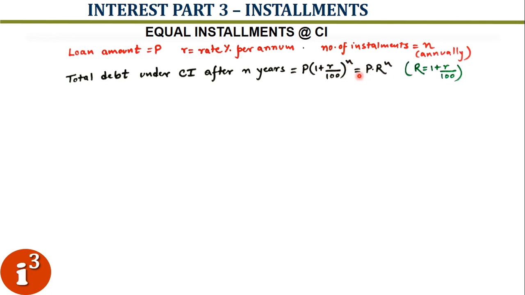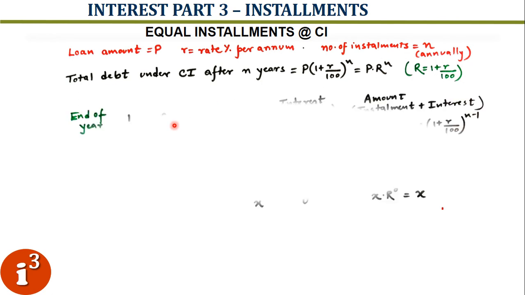So this can also be taken as P R to the power n, because R, which we generally take as the multiplying factor, is 1 plus R by 100. So P into capital R to the power n. So this is the total debt after n years. So similarly we will keep x for each year, calculate their interest and equate it.